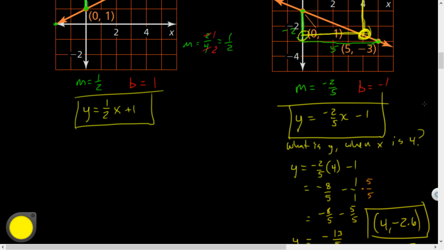So instead of trying to roughly read it off the graph, once I have an equation, I can find exact values and make those predictions.